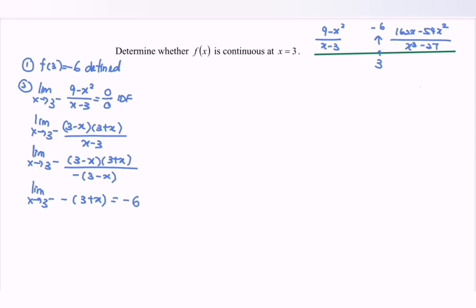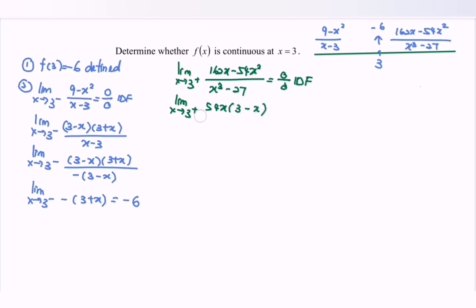Next, the limit as x approaches 3 from the right. We have (162x minus 54x squared) over (x to the power 3 minus 27). If we substitute the value, we will obtain another indeterminate form. For this case, my suggestion would be to factorize the numerator first. So the limit as x approaches 3 from the right: factor the 54x, then here we have (3 minus x), over (x cubed minus 27). Next, factorize the x cubed minus 27.